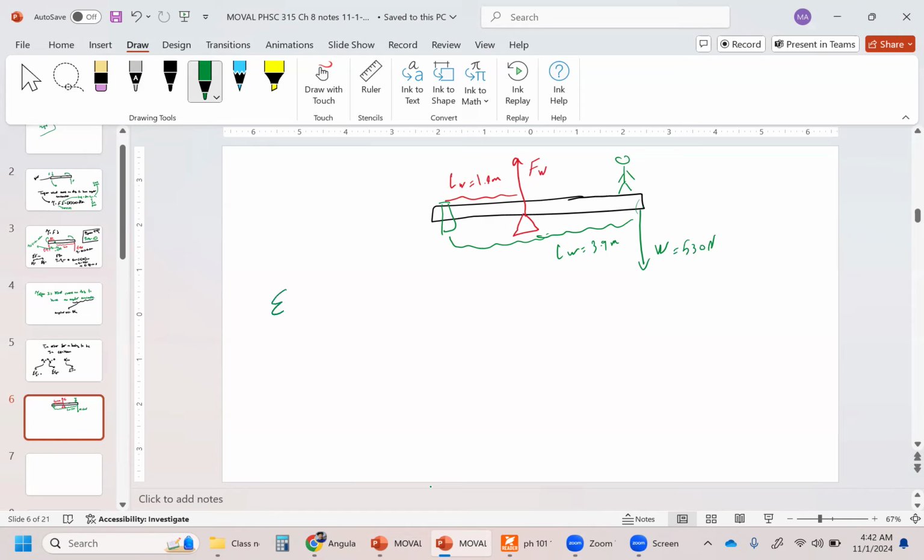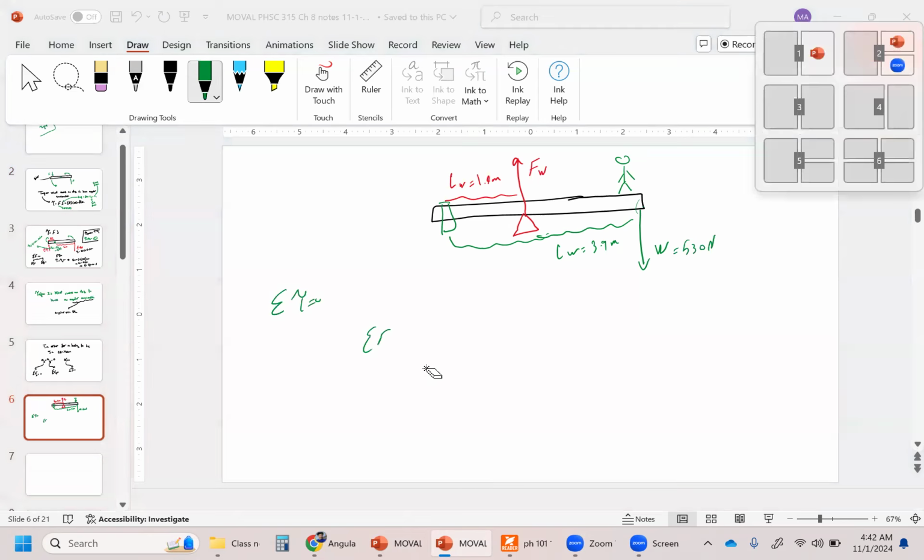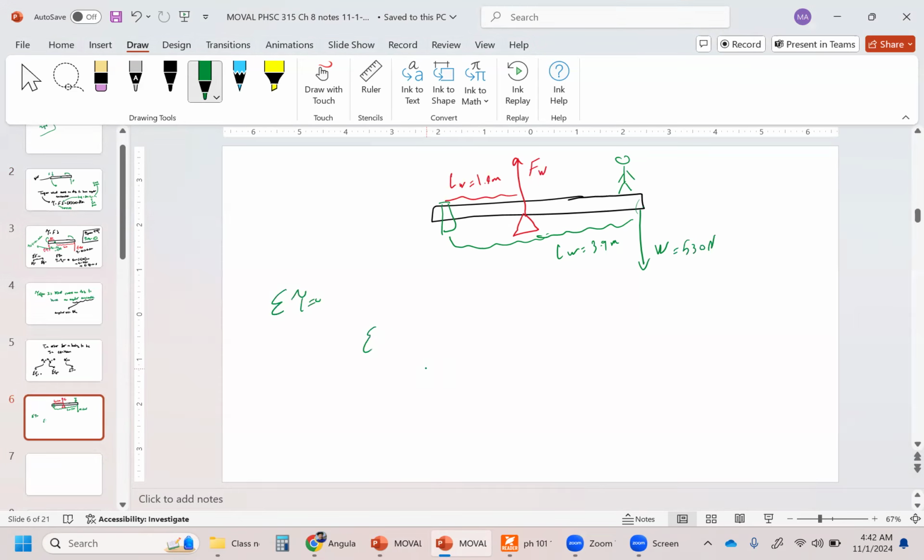Now, in order for it to be in equilibrium, that means all your torques are going to equal zero. All right, well, let's look at what that's going to be. So all your torques is going to equal, well, let's look at the first one. Where's the first one going? The first one's going downwards, which is going to be clockwise. So it's going to be negative.